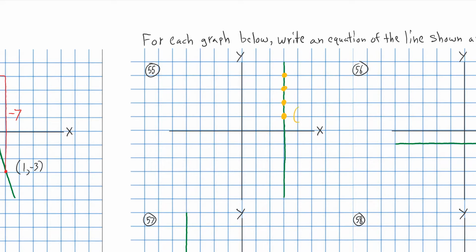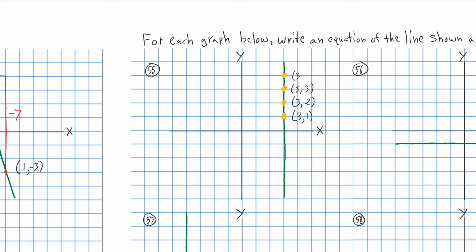For example, this point, probably should have used a different color, but this point here has an x value of 3 and a y value of 1. This point has an x value of 3 and a y value of 2. This point has an x value of 3, y value of 3, and so on and so forth.